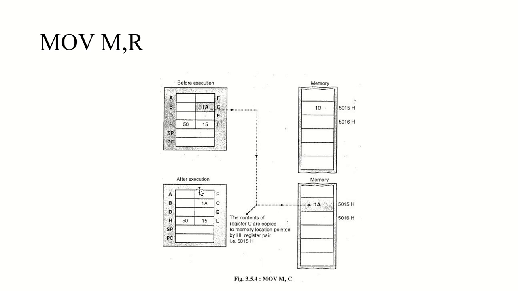Let's say the content of the HL register pair is, as you can see here, 5015, and the content of register C is 1A, as you can see. Then after the execution of the instruction MOV M, C, the content of register C, which is 1A, will be copied, would be the right word, to the memory location pointed to by the HL register pair. What is the memory location? 5015. Higher bits 50, lower bits 15. So 1A will be copied to this memory location 5015H.